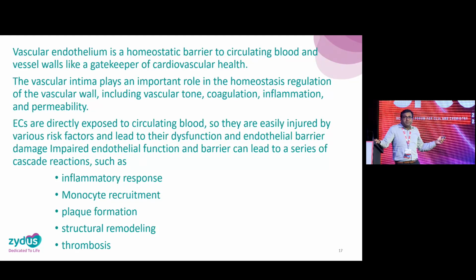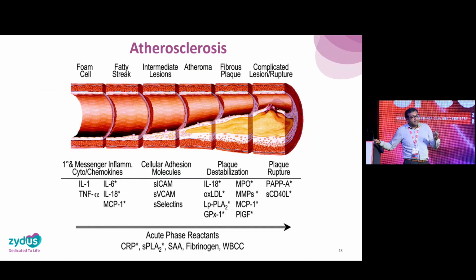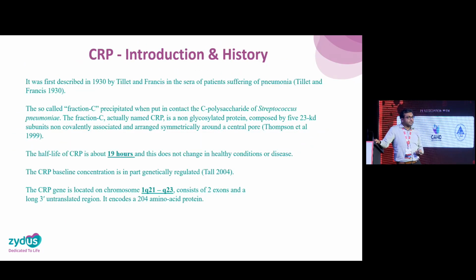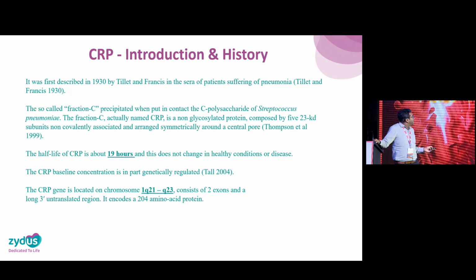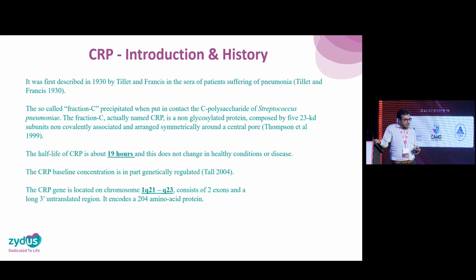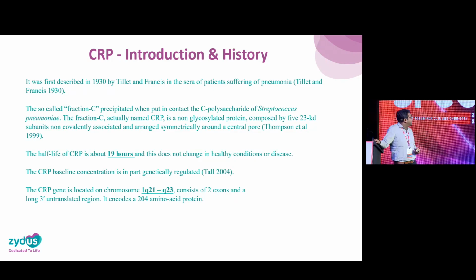I am going to skip the mechanism of atherosclerosis, the vascular endothelial cell and all this stuff. This is again a few of the biomarkers with the mechanism of atherosclerosis. CRP again, I am skipping this. The one point which I wanted to highlight is that the baseline CRP concentration is in part genetically regulated. That is very well established in 2004. So when we interpret this as a single independent cardiovascular risk marker, it is very important to see what the baseline of that particular patient would be.